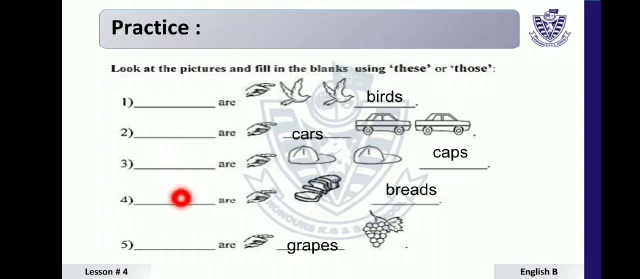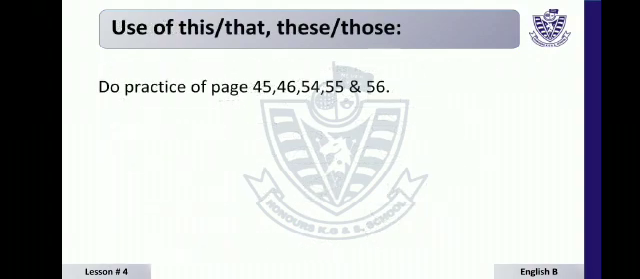Next one is dash are breads. Breads are far from the speaker. So we will write here those. Those are breads. Last one is dash are grapes. Grapes are also far from the speaker. So we will write here those. Those are grapes. Now do practice of page number 45, 46, 54, 55 and 56.